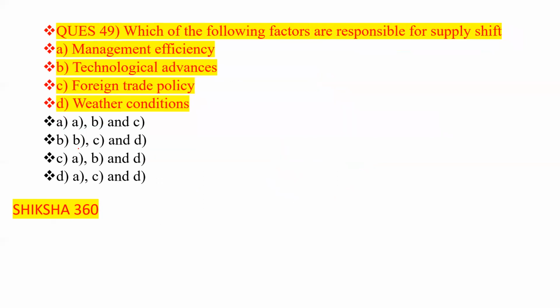Which of the following factors are responsible for the supply shift? We have already discussed the demand, and now we have discussed the forces behind the market supply. First one is management efficiency, which we have not discussed under that. Technological advances, this one is correct. We have discussed the prices of inputs and technological advances.